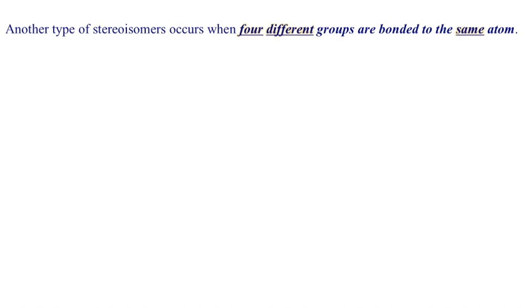Another type of stereoisomer occurs when 4 different groups are bonded to the same atom.